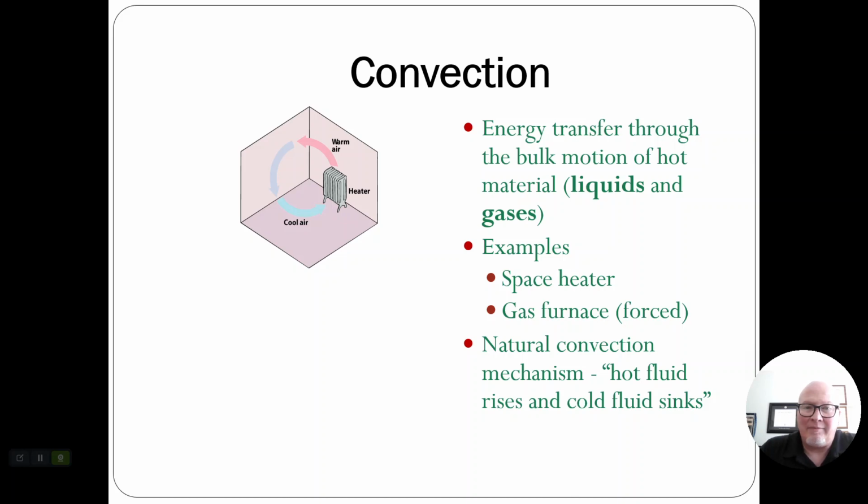So we have a diagram here with a heater. The heater heats up the air. Warm air rises, it cools off, it drops down, and cool air takes its place, heats up, and rises. So you end up with this moving fluid, which is a gas. And that's convection.